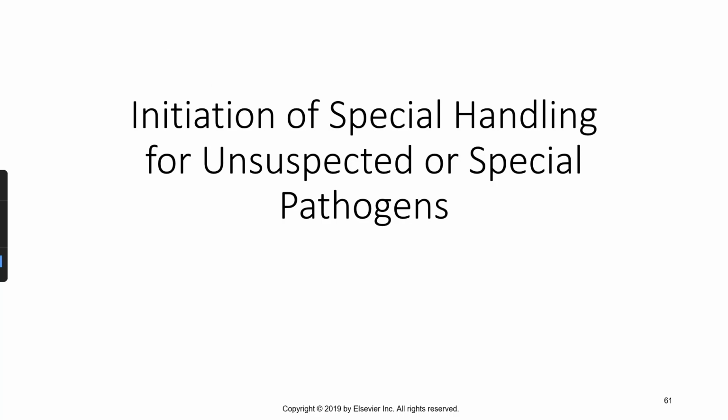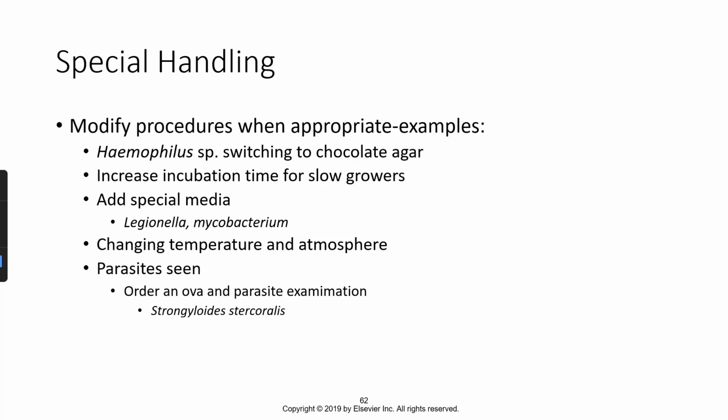Initiation of special handling for unsuspected or special pathogens. Sometimes when we look at organisms under a microscope, we start to think, oh, this kind of looks like this type of organism, or maybe we should culture it on this just in case. That way, we're not just following protocol, we're not just doing what we're supposed to be doing, we are also ensuring that we're not missing anything, that we're asking those hard questions, and that we're thinking about things so that we don't miss anything. So sometimes if we think it's a slow grower, we may have to increase the incubation time. If we think it's a specialized type of microorganism, we may change up the media that we're using to culture it. Changing the temperature and atmosphere.